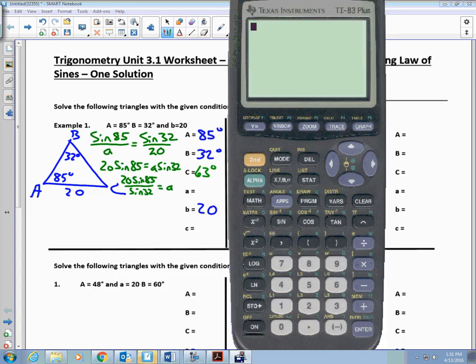Did you guys do the law of sines in your geometry class? I think they're actually starting to build it in right now a little bit. So 20 sine of 85. Make sure you close that parenthesis, divided by the sine of 32. And I get 37.60, we will call it. Does it make sense that that side is bigger than 20? Yeah, it does. Good.